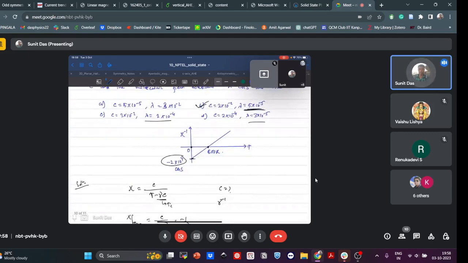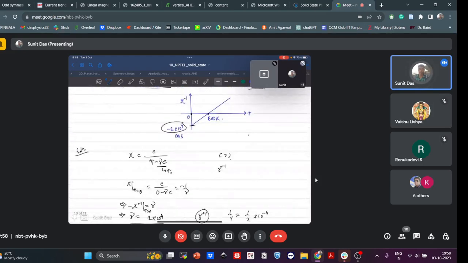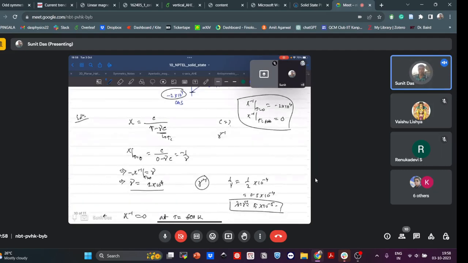So this was the solution. We just use two values: chi inverse at t equal to 0 is given as minus 2 into 10 to the power 4, and chi inverse at t equal to 600 is 0. These are the two conditions, and then we just find the constants from the equation.